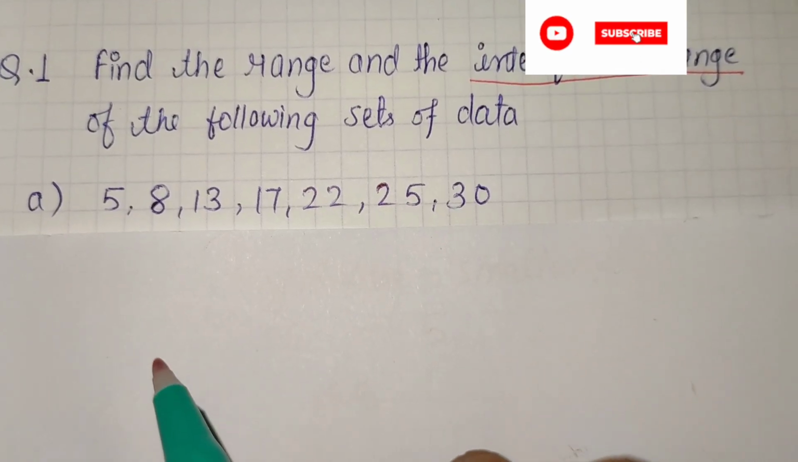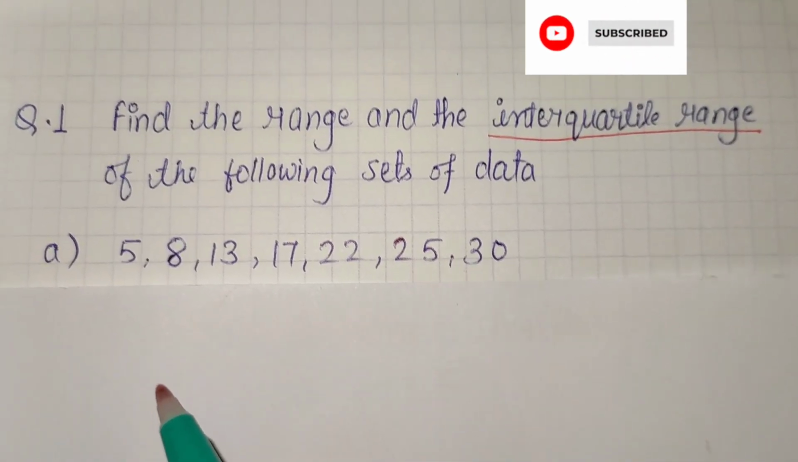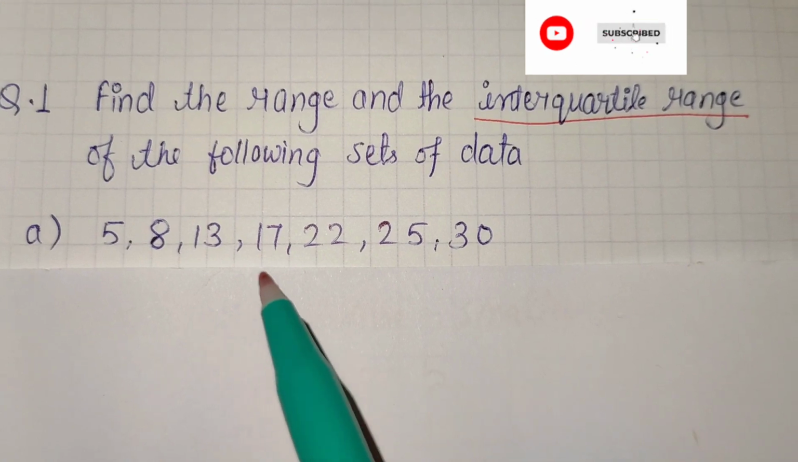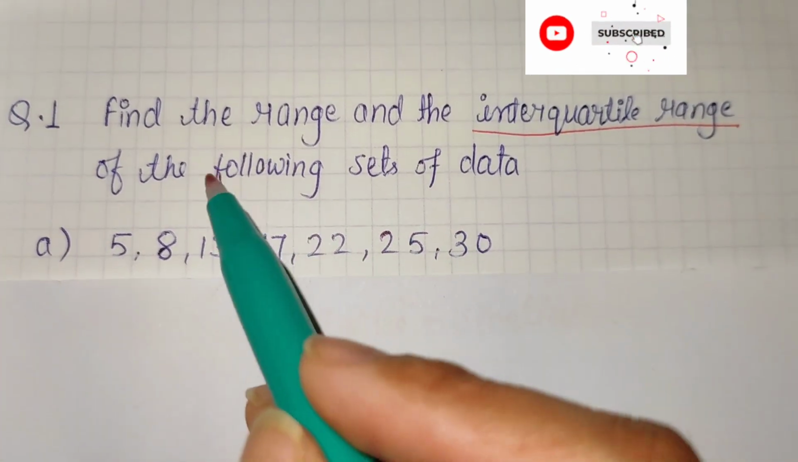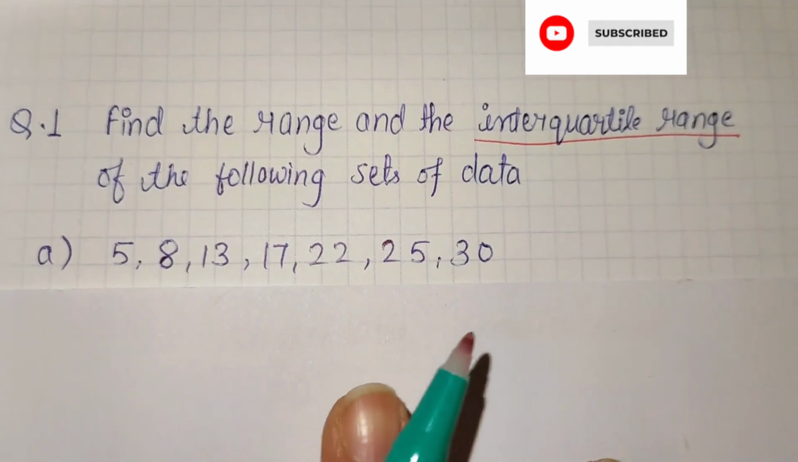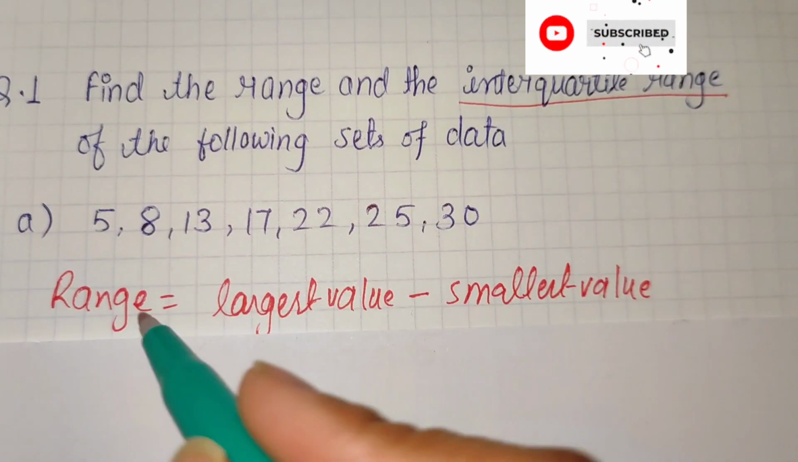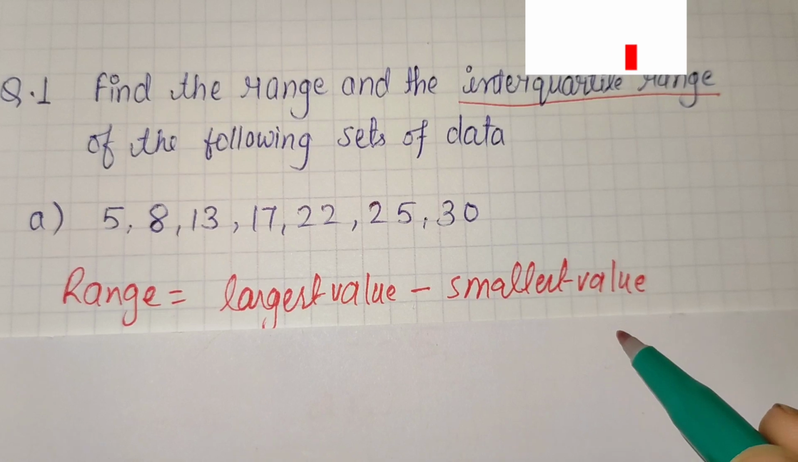Hello everyone. In today's video, we are going to discuss, if we have a given set of data, how to find out the range and interquartile range. To find the range, it's simple. What we have to do is just that range is the largest value take away the smallest value.